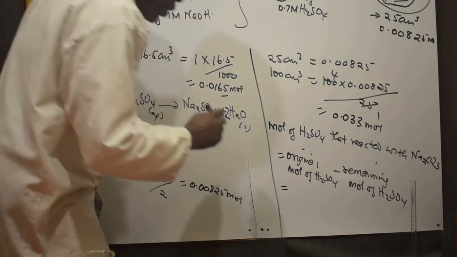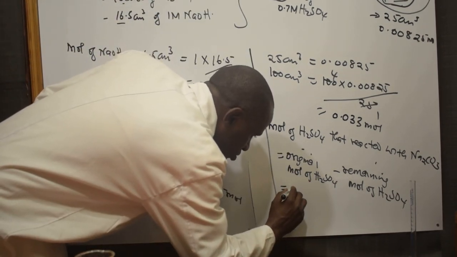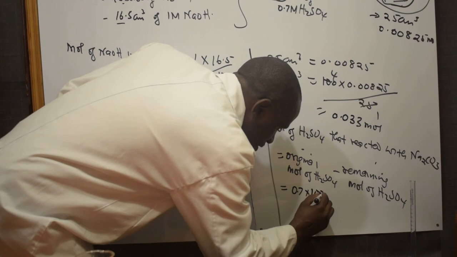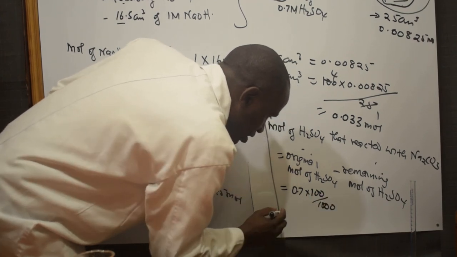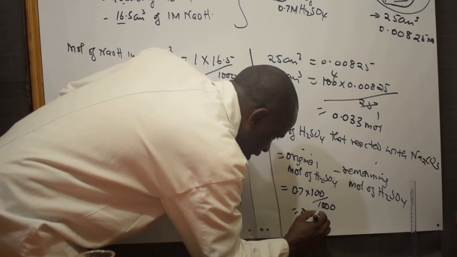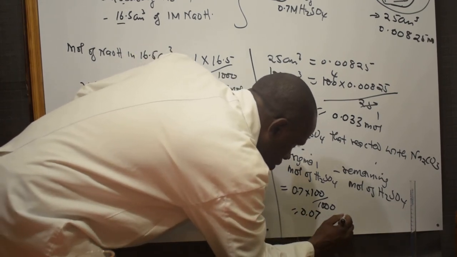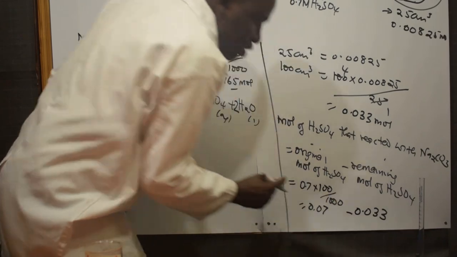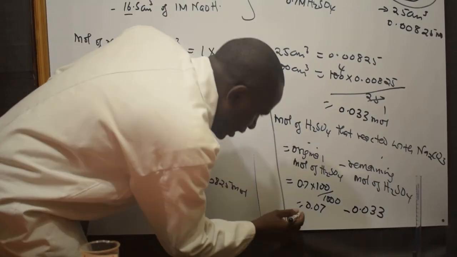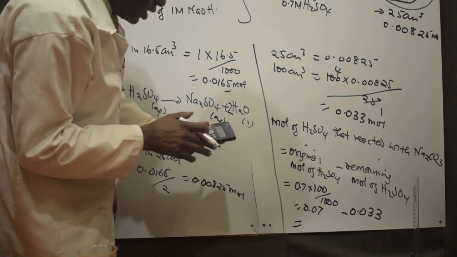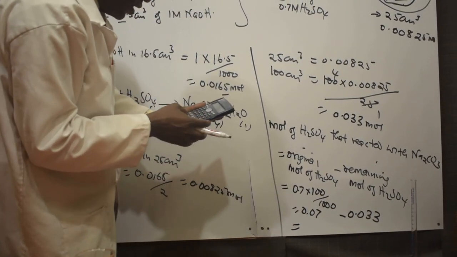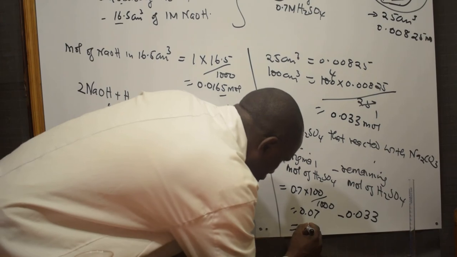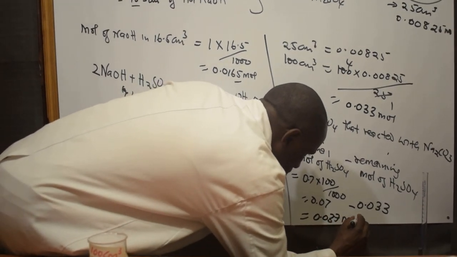That means we can get the moles, and this will be molarity, which is 0.7. I multiply by the volume, 100 divided by 1000, and I get 0.07. And then I'm going to subtract the remaining moles of sulfuric acid we've just gotten, 0.033. So 0.07 minus 0.033, I'll get 0.037 moles.